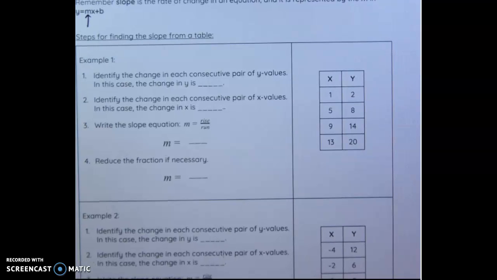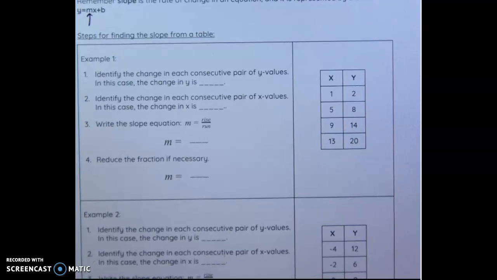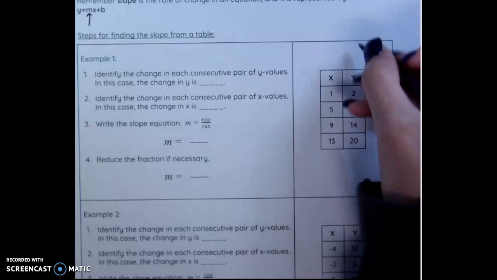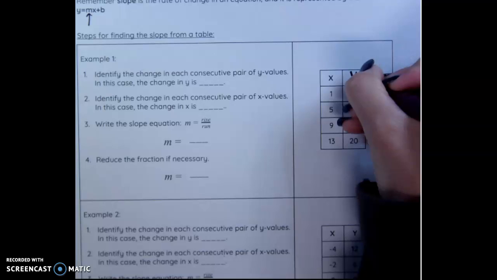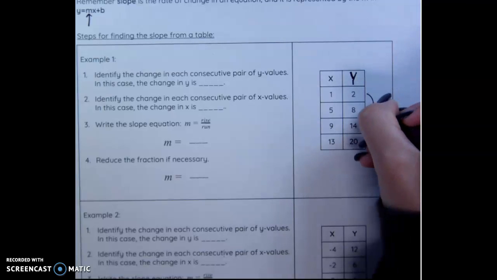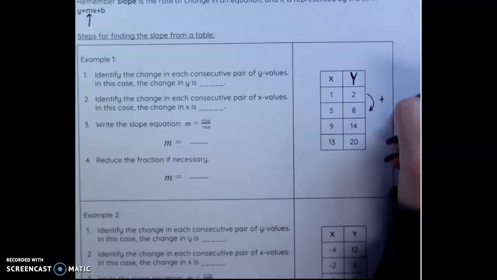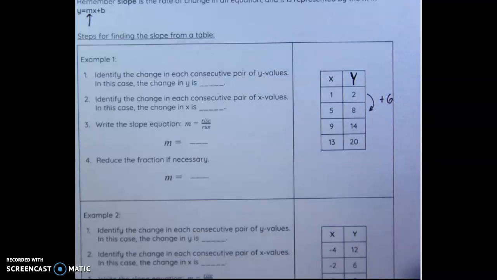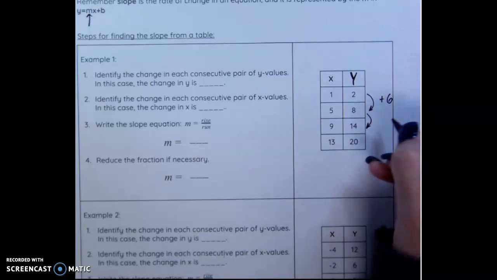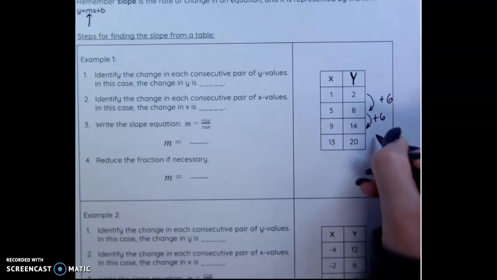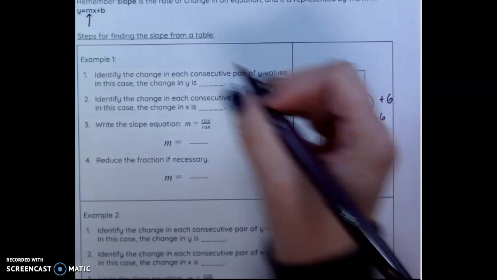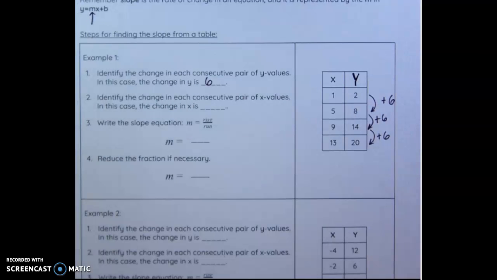In example 1, identify the change in each consecutive pair of y values. So here are my y values, and I find how much it changes. From 2 to 8, I'm adding 6 each time. From 8 to 14, just double checking, that's also plus 6. And this is plus 6. So the change in y is 6.